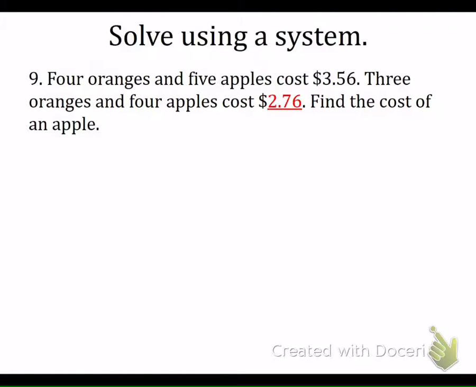All right, so 4 oranges and 5 apples cost $3.56. 3 oranges and 4 apples cost $2.76. Find the cost of an apple. Okay.